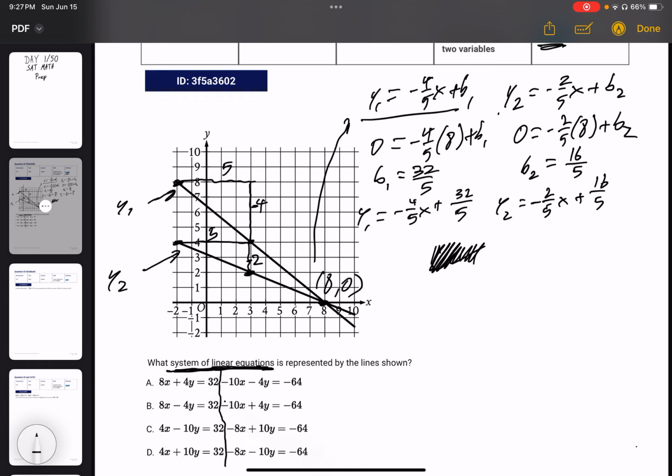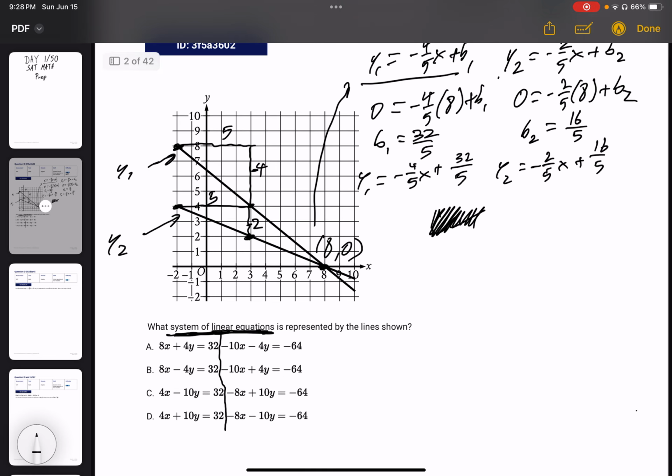So in the answer choices, y1 and y2 are just subscripts. Just kind of ignore them for the answer choices. We want to see if the equations we found match, and they don't. So we kind of have to manipulate our equations. And to do that, we'll multiply the whole equation, and for instance, I'm going to do it by 5 to start. So we can have some numbers that match up with the answers. So 5y is equal to negative 4x plus 32.